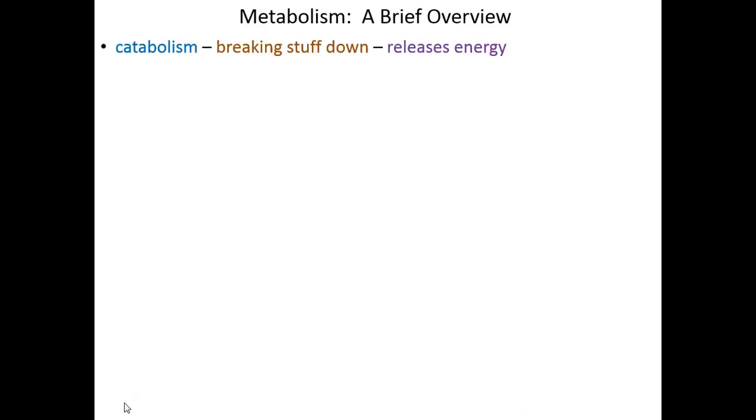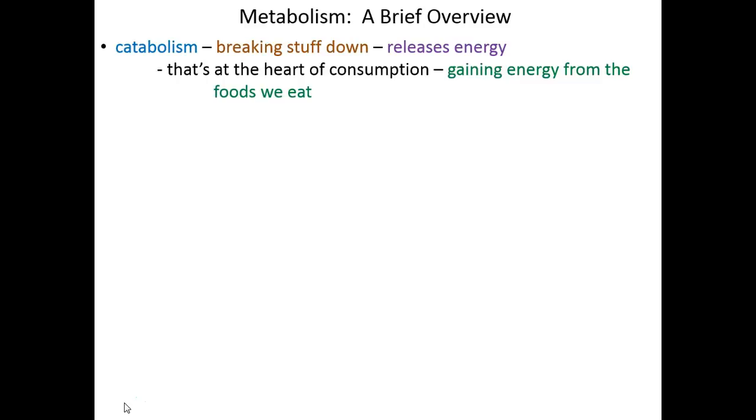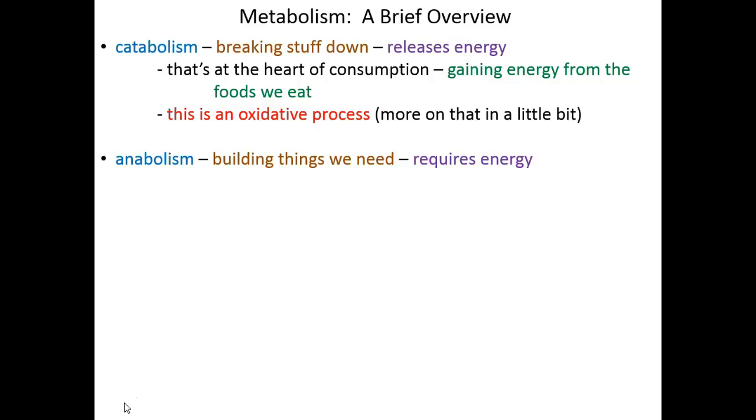So just to review, catabolism is when we break things down and release energy. That's at the heart of eating. That's why we get food, why we eat food. We get food and eat food in order to get those building blocks and that energy. It's an oxidative process. It requires the stealing of electrons.